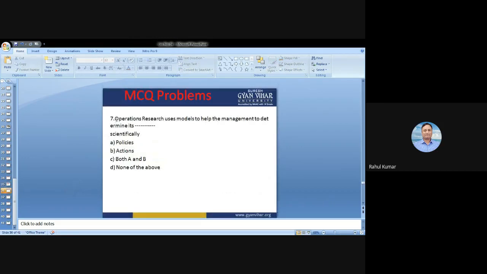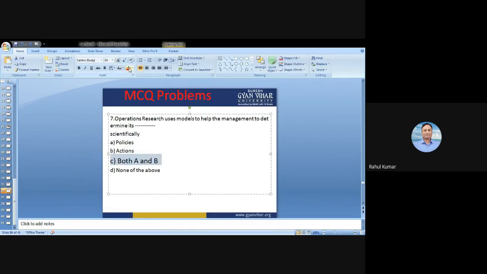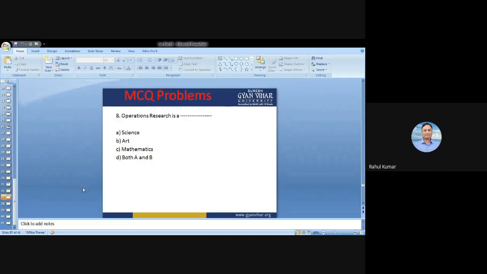MCQ problem, question number 7. Operation research uses models to help the management to determine its policies and actions scientifically: policies, actions, both A and B, or none of the above. The correct answer for this question is both A and B. This is the correct answer. And move to the next question.